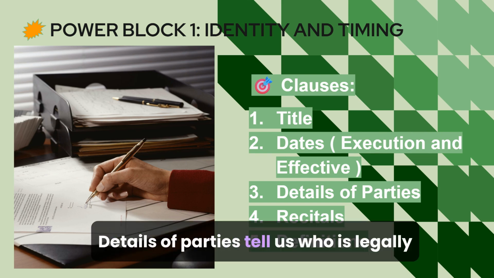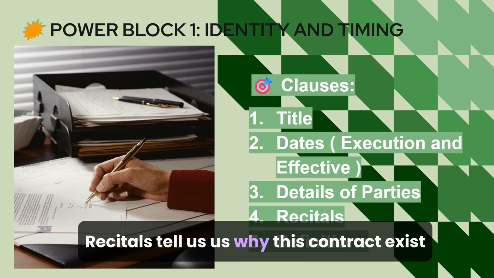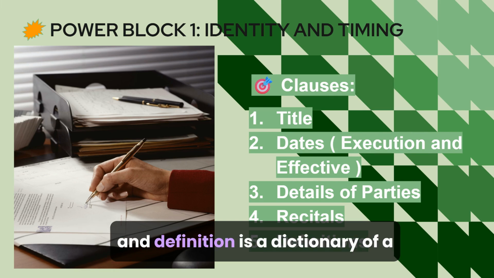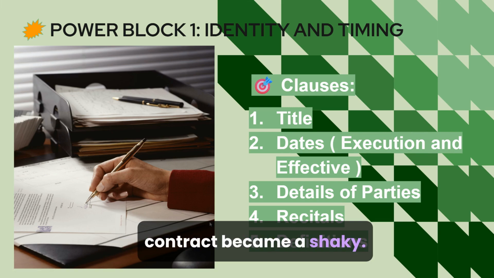Details of parties tell us who is legally bound. Recitals tell us why this contract exists, and definition is a dictionary of the contract. If these are weak, the entire contract becomes shaky.